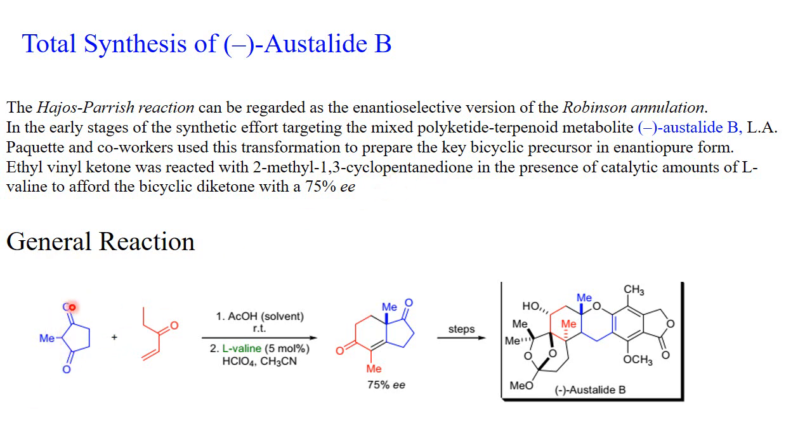The reactant ethyl vinyl ketone was reacted with 2-methyl-1,3-cyclopentadiene in the presence of catalytic amounts of L-valine to afford the bicyclic diketone with 75% enantiomeric excess. So one of the reactants is ethyl vinyl ketone. This is the ethyl group and this is the vinyl group. The other one is 2-methyl-1,3-cyclopentadiene.